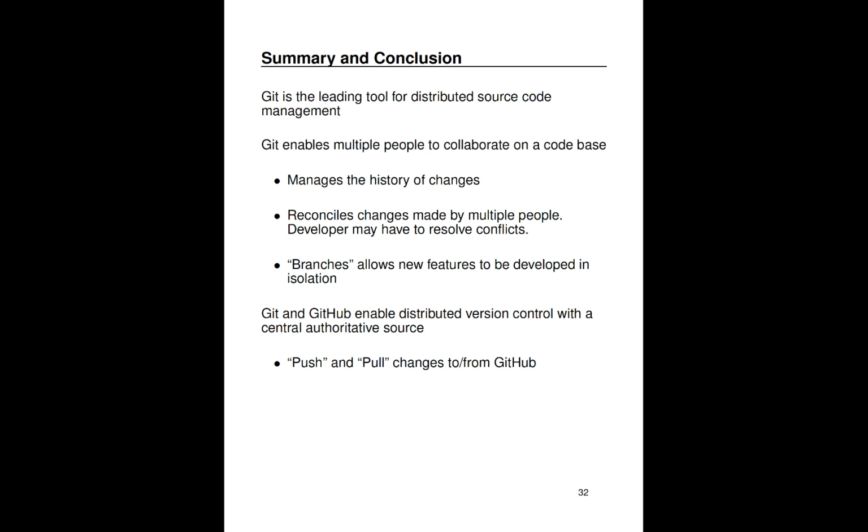And a key feature of Git that enables concurrent development are branches. Branches allow developers to work independently of other changes, develop things in isolation, and then contribute them back. And when Git is paired with GitHub, what you end up with is a great system for doing distributed version control and an authoritative source for your repositories. And Git supports all of this with the push and pull commands.